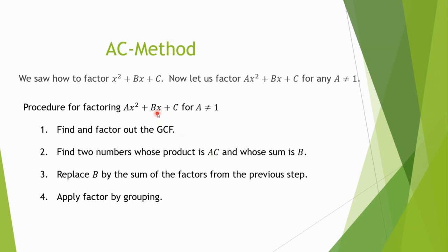Okay? A is the leading coefficient. C is the constant term. You multiply those, and you want two numbers whose product is A times C, and the sum is B. Then you replace B by that sum here. In doing so, after you distribute X, you're going to have 4 terms. And what happens when you have 4 terms and you want to factor? Factor by grouping.